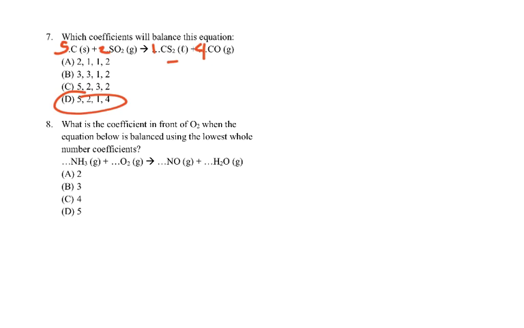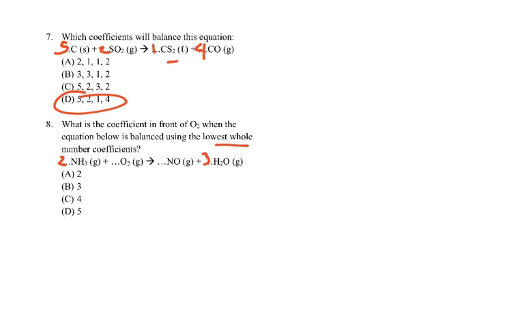What's the coefficient in front of oxygen when we use the lowest whole number coefficients? Here I have NH3, O2, NO2, H2O. I've got 2 H's and 3 H's. I'm going to get that to balance first. So I'm going to put a 2 here, and a 3 here. That gives me 6 hydrogens on both sides.